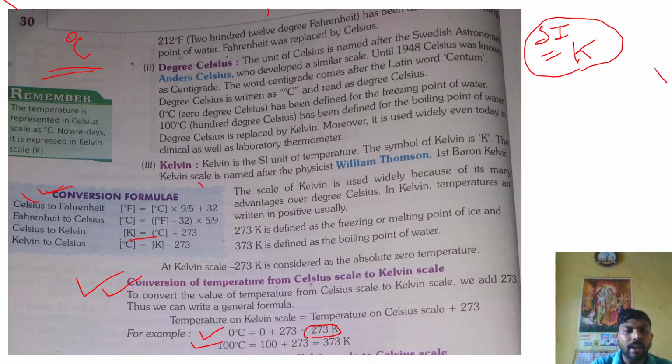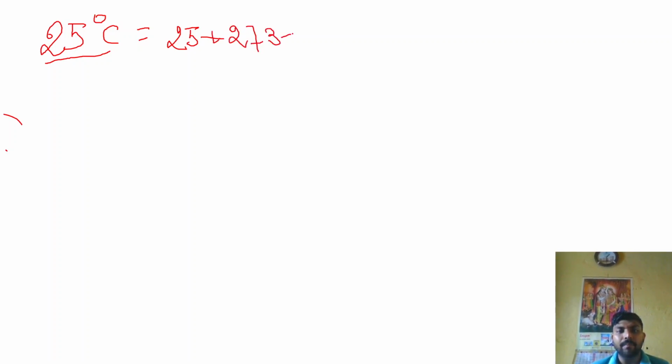Now next, suppose I have one example. We are generally talking about room temperature, 25 degree centigrade. So if I talk about 25 degree centigrade, what is the temperature in Kelvin? You just add 25 plus 273 and you will get 298 Kelvin. So it is very important that you know the conversion formula.